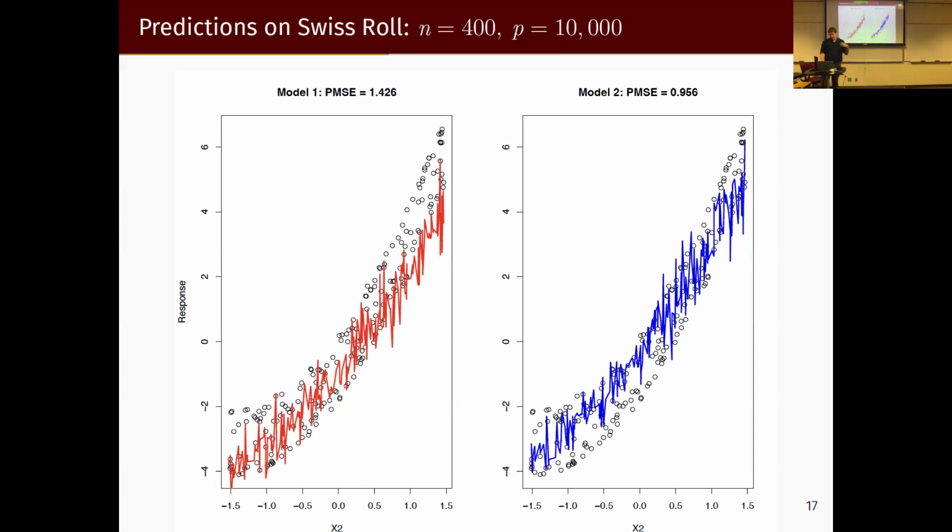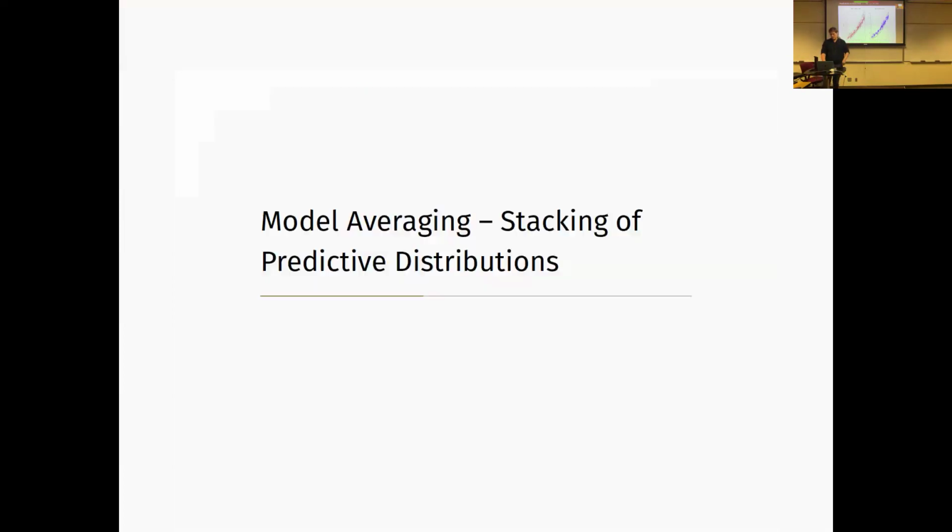And the way we're going to do that is by model averaging. We're going to average over many random sketching matrices.